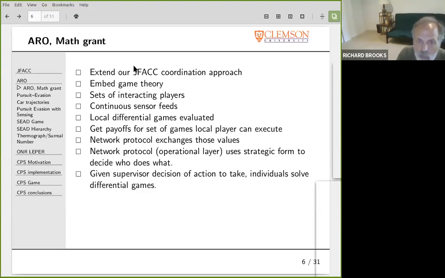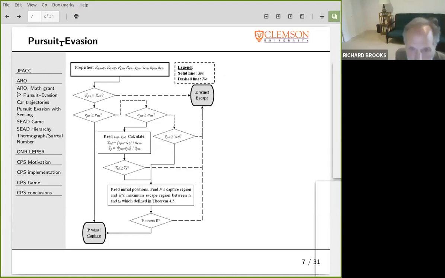And so then the network protocol exchanges the differential gain value, and you have an operational layer for that, which uses the strategic form game theory, which is where you have a matrix of the different possibilities and the different payoffs, and you decide who does what. Okay, and so that allows them to have a sort of distributed supervision. And the games that we looked at, this is a pursuit evasion game. So that is, let me go to the next one first.